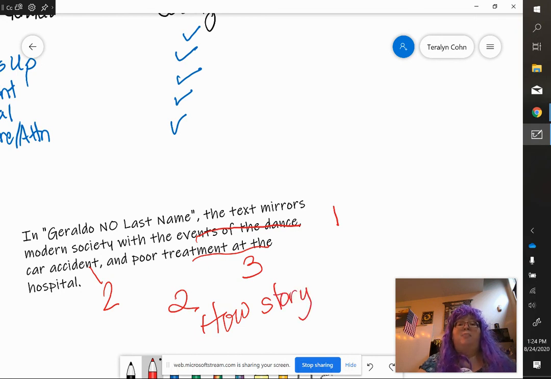And that sets up your outline for your essay. You have your thesis. Paragraph 1 is going to focus on the dance. Paragraph 2 is going to focus on the car accident. And paragraph 3 is going to focus on the poor treatment and how it connects to modern day.